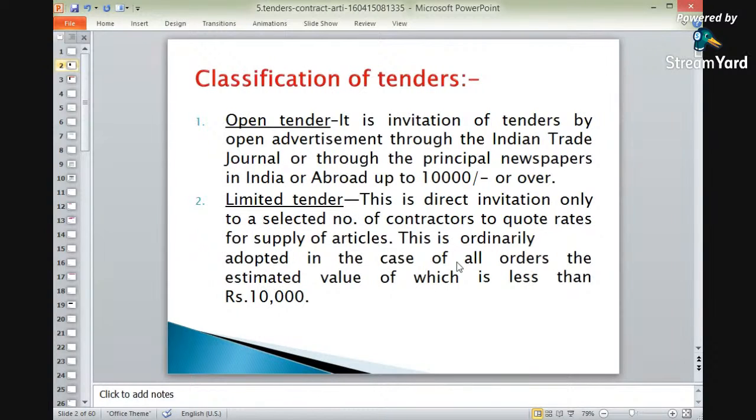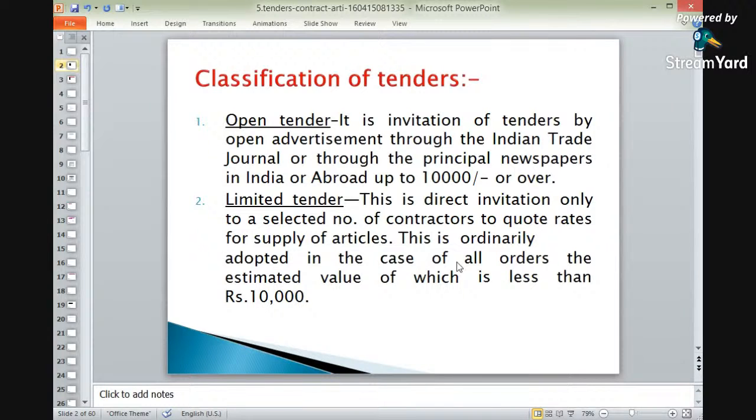It is open to all. It is the advertisement. All the interested contractors can apply for this. So it is open to all. It is an invitation of a tender by open advertisement through Indian trade journals. There may be advertisements given in the journals or in the newspapers, local newspapers or abroad also.